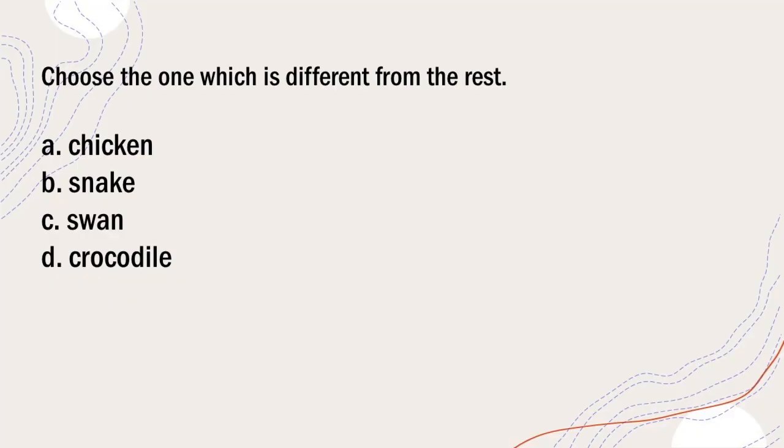So the odd one would be the chicken. And why is it different? It cannot survive in water. So remember, ask yourselves these questions. What do all these things have in common? Which is the odd one out? And why is it different?